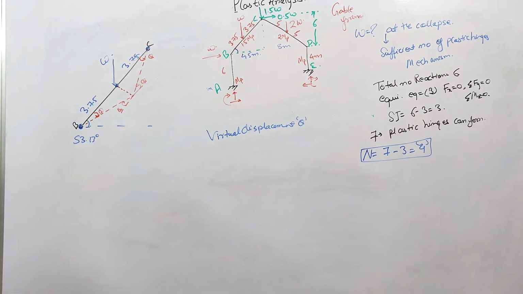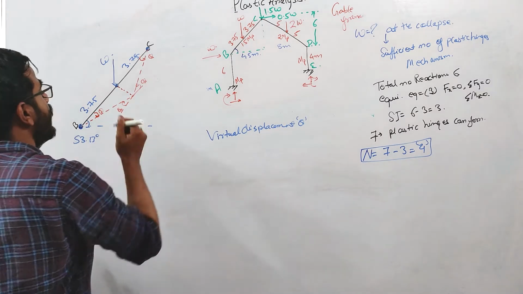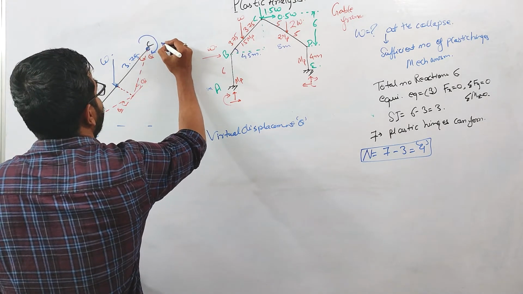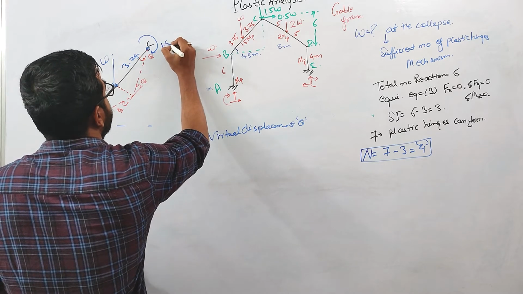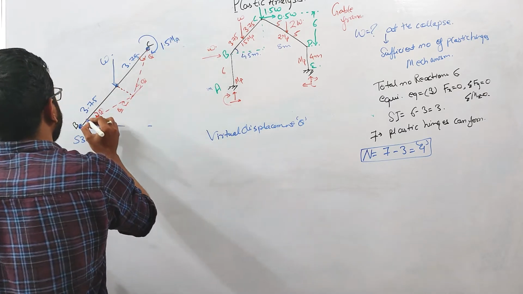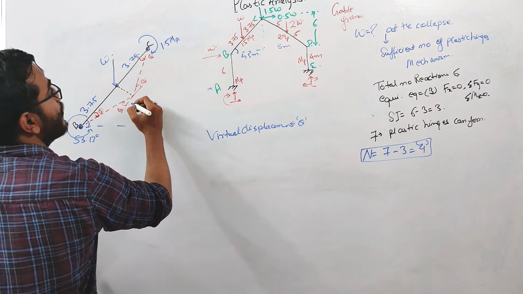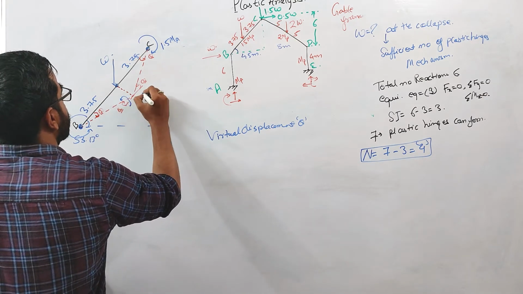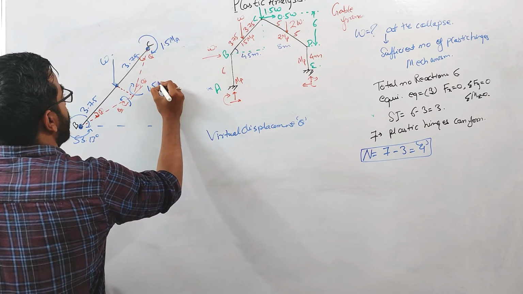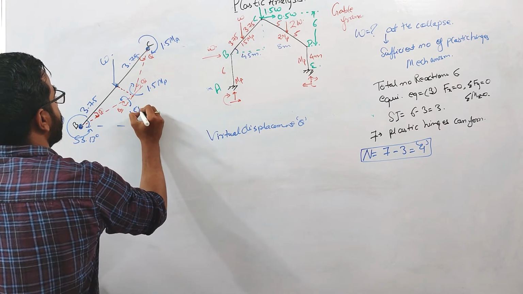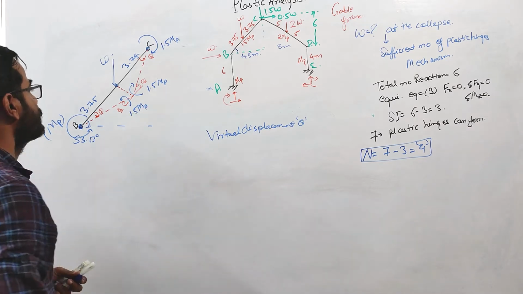So the plastic moment will act opposite to this rotation. At the C point, the plastic moment will act like this. This will be 1.5 MP. Here it will be 1 MP. At this point, it will be 1.5 MP.